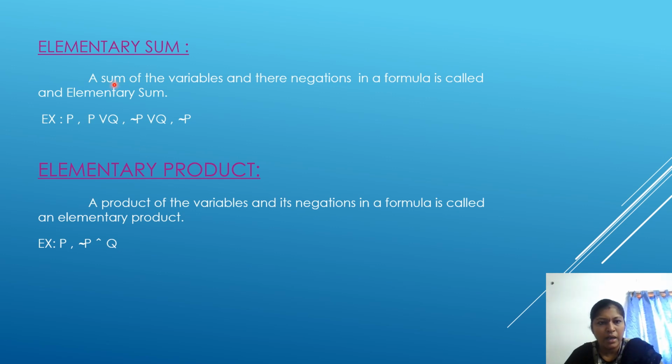Elementary sum. The sum of the variables and their negations in the formula is called the elementary sum. Here you can take P, P or Q, negation P or Q, and negation P as examples of the elementary sum. For the elementary product, we can take the examples of P, negation P and Q.